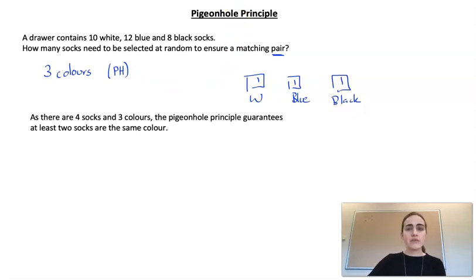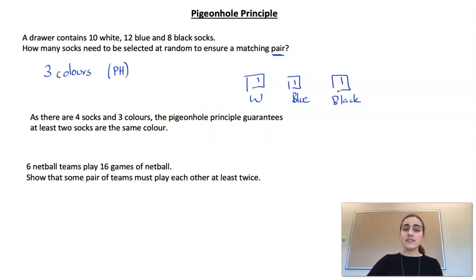So we'll just write a little statement at the end saying that we need 4 socks, because if there are 4 socks and 3 colours, then the pigeonhole principle guarantees that at least 2 of them are the same colour. Okay, one last example. 6 netball teams play 16 games of netball. Show that some pair of teams must play each other twice.